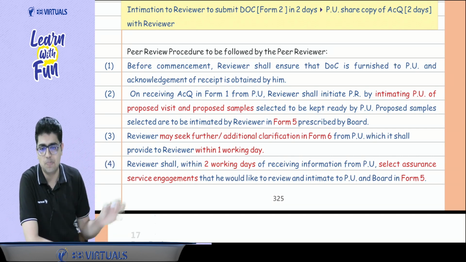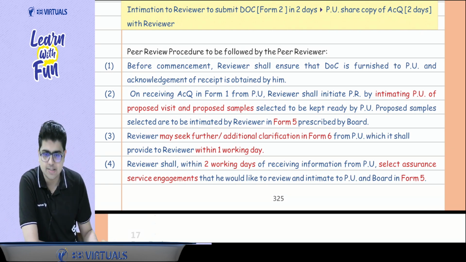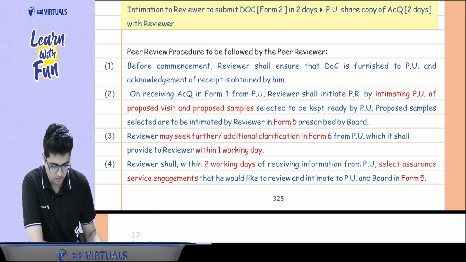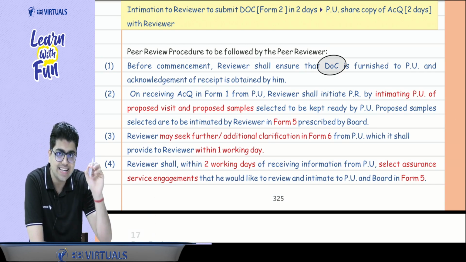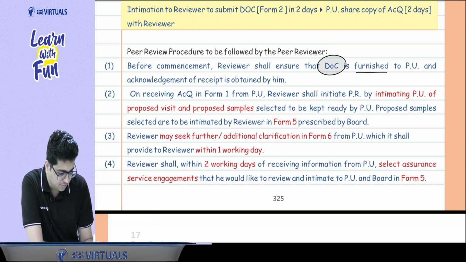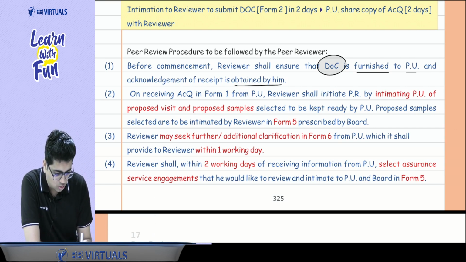So what is the whole process about? Let's go through it. It says, before the commencement of the peer review, reviewer shall ensure that DOC, sir, what is DOC? Declaration of confidentiality is furnished to the practicing unit and acknowledgement of the receipt is obtained by him.